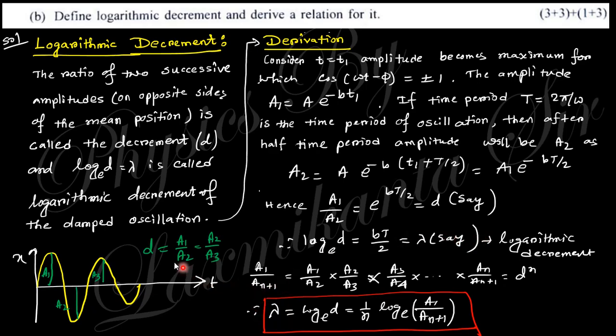Suppose the decay is very fast, then we cannot measure two successive amplitudes. So if you measure for the nth term, a1 is the first amplitude and a(n+1) is the last amplitude, the ratio will be like that, a1 by a2 is this one. This decrement d will be the same for each two successive amplitudes, so d to the n. So lambda will be obtained from this one. So this is the logarithmic decrement expression.